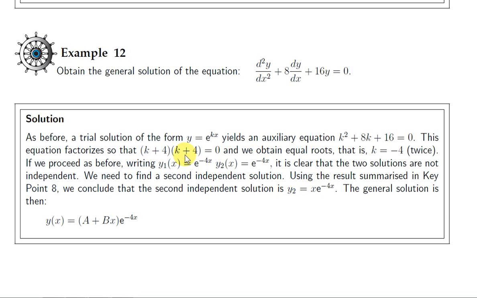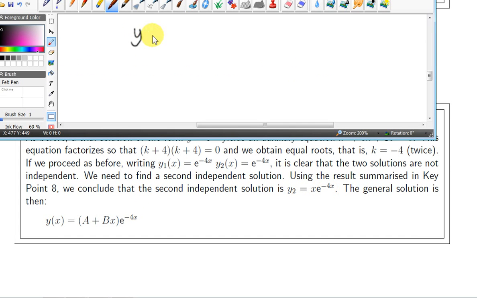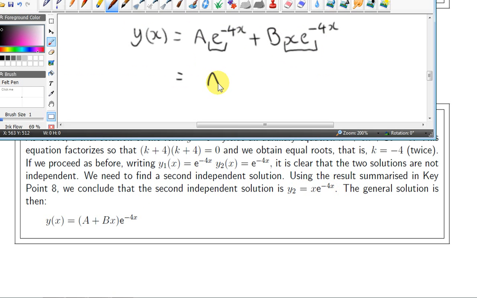However, e to the minus 4x and x e to the minus 4x are independent. If we divide, say, this one here by e to the minus 4x, we get x. We don't get a constant, we get 1x. So we can take a linear combination of e to the minus 4x and x e to the minus 4x. So to get a linear combination, what do we do? Well, we just multiply an arbitrary constant by one of the functions and another arbitrary constant b, say, by the other function. So this is our linear combination of our two independent solutions. These are independent, and of course we can factorize e to the minus 4x out of this.